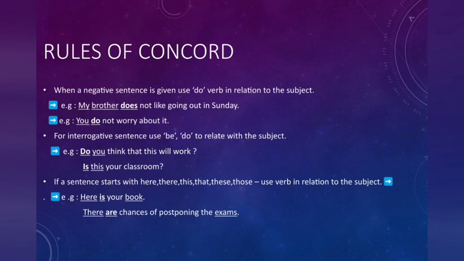The next rule is, when a negative sentence is given, use the do verb in relation to the subject. If the sentence is negative, if they are using not in a sentence, you have to use do or does according to the subject. If the subject is singular, you have to use does. If the subject is plural, you have to use do. For example, my brother does not like going out on Sunday. My brother is a singular subject, so we are using does here. You do not worry about it. You is a plural subject, so we are using do here.